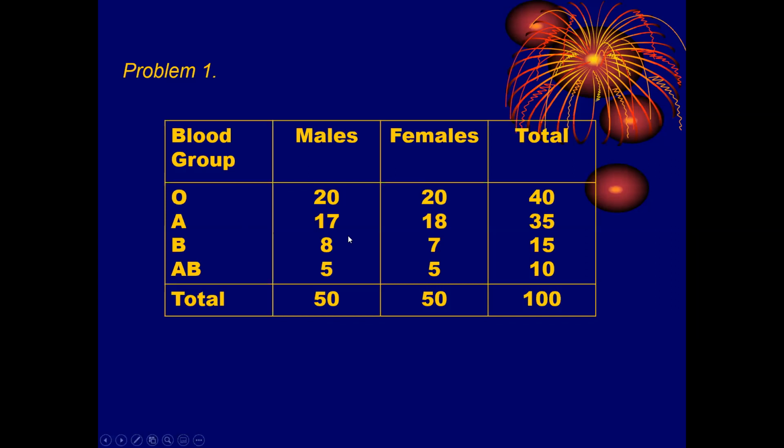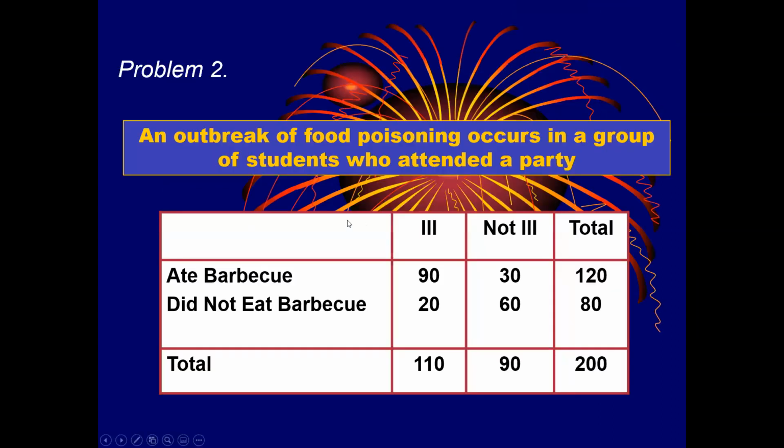What I'm trying to say is that in a situation where we have a partition, of course a probability question is going to arise. Now this is another example, where we're talking about an outbreak of food poisoning that occurred in a group of students who attended a party. We have a cross tabulation right here: those who ate barbecue and those who did not, and those who got the poison and those who did not. Because we have partitions here, a probability question could arise. I'm just trying to prepare your mind so that by the time we do that, you're really going to appreciate what we're talking about.